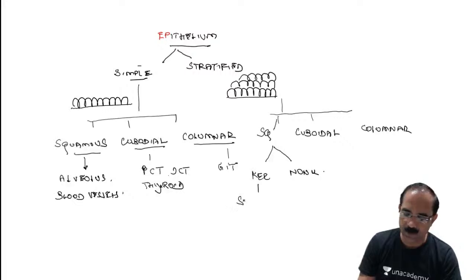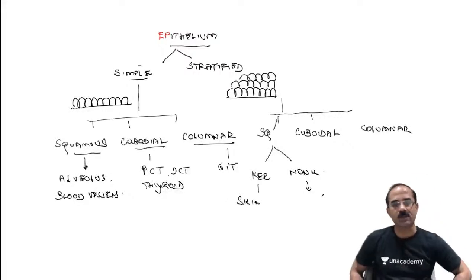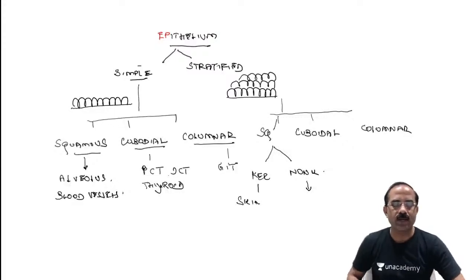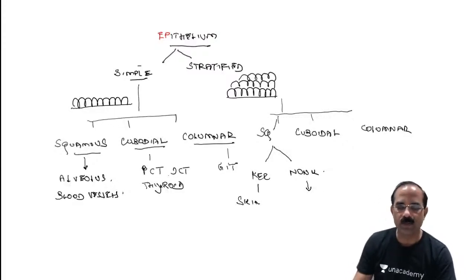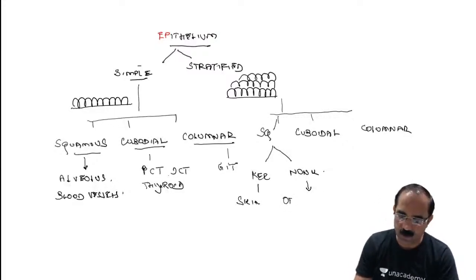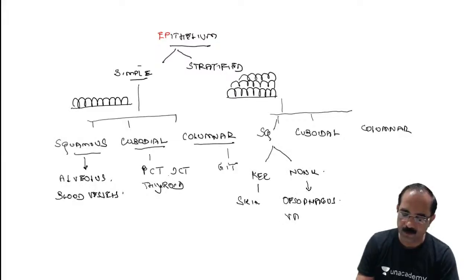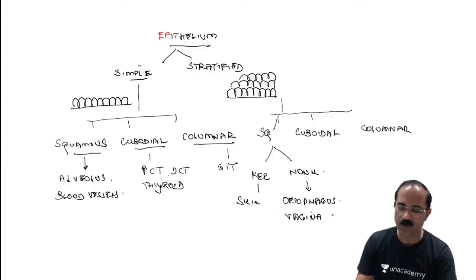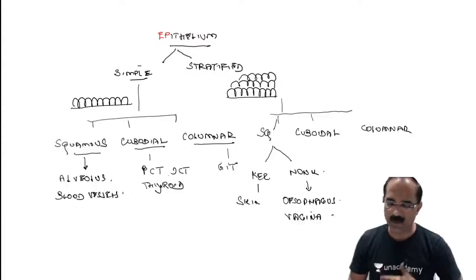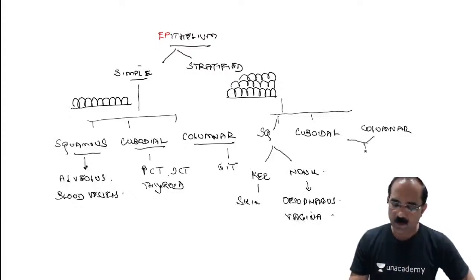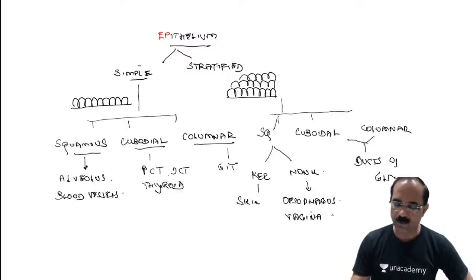Stratified squamous keratinized is found in the skin. Stratified squamous non-keratinized. This is an MCQ for you. Where do you get a stratified squamous non-keratinized epithelium? You get this in the esophagus, and in the vagina. Esophagus, vagina. This is stratified squamous non-keratinized epithelium. Stratified cuboidal and columnar we get in the ducts of the glands.